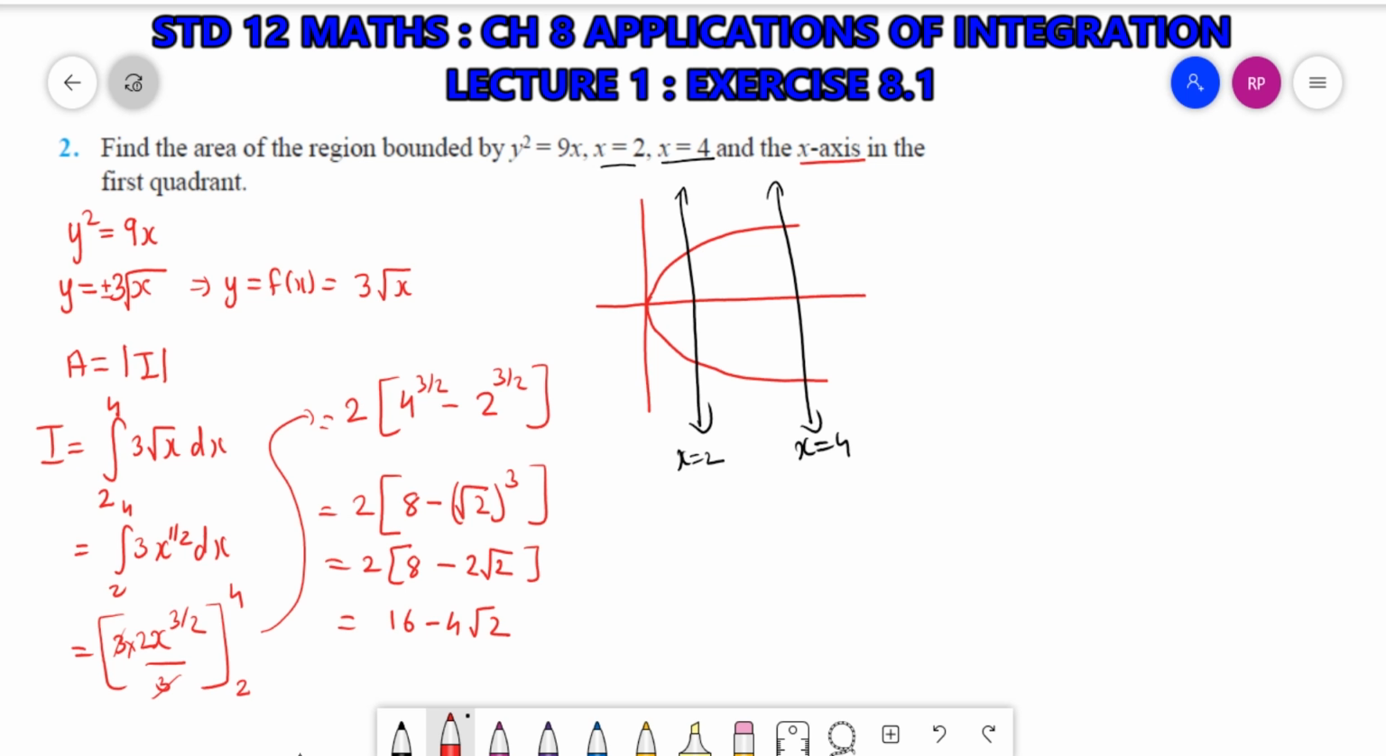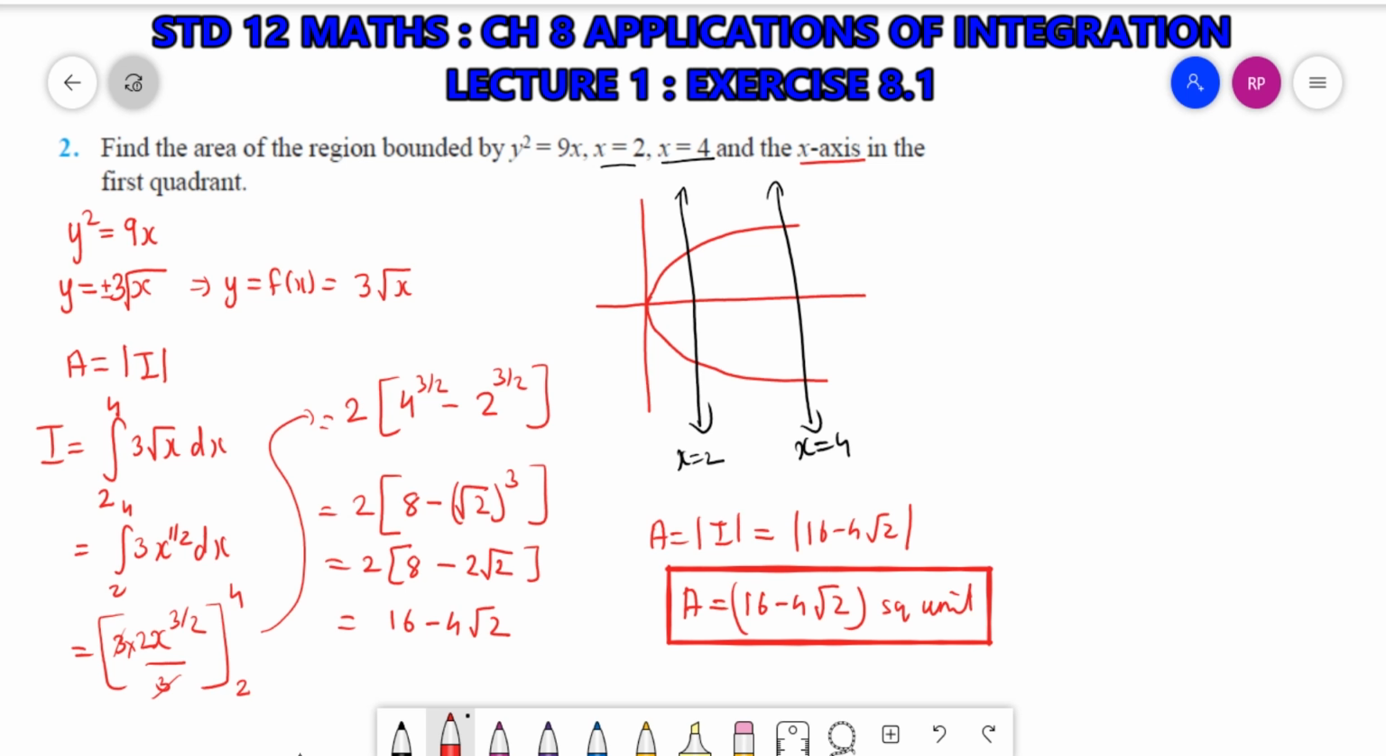Now we know that area is equal to modulus of I, and that will be equal to modulus of 16 minus 4 root 2. Now we know that the value of 4 root 2 is less than 16, so this will be positive. So the area will be equal to 16 minus 4 root 2 square unit. Remember, if the first number is smaller, then we will just change the sign. So this was about question number 2. Just note it down.